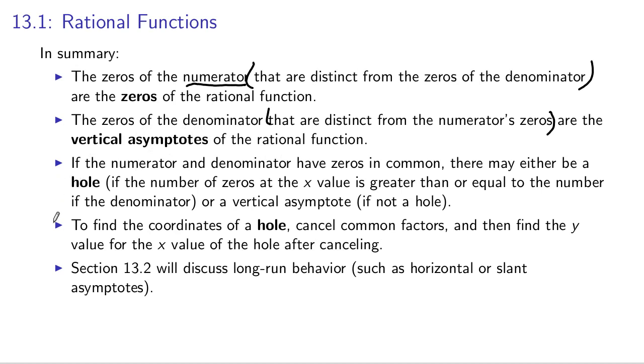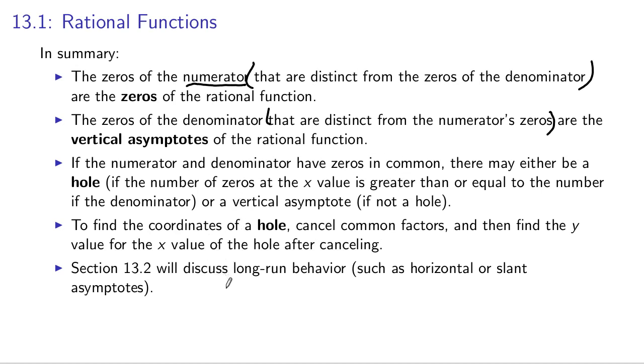Now we have the special case of the hole. If the numerator and denominator share a 0, there may be a hole. Remember, if the number of zeros at the x value in the numerator is greater than or equal to the number in the denominator. Or we might have the vertical asymptote case when it's not a hole. So when you have the same zeros in the numerator and the denominator, either you'll have a hole or a vertical asymptote based on the number of zeros that you have in each.